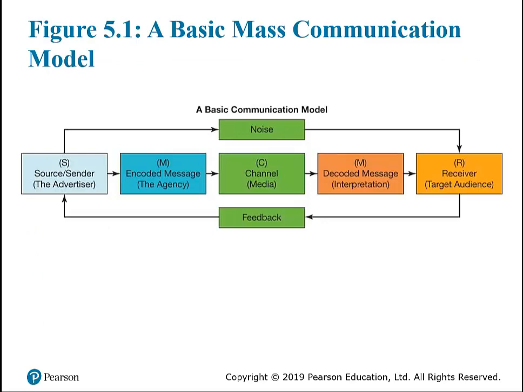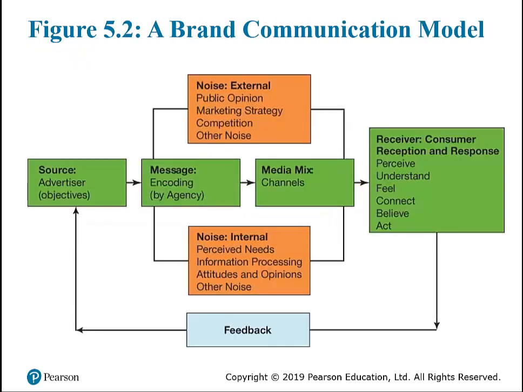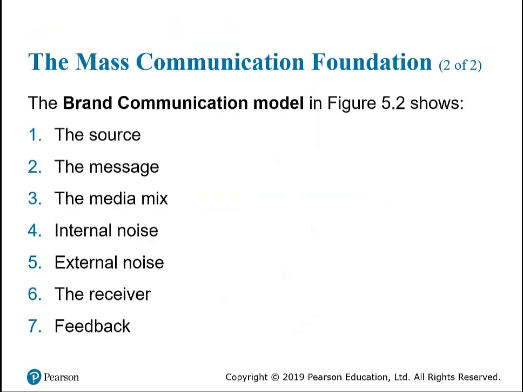This would include the source sender, the encoded message, noise, channel media, and feedback, the decoded message or interpretation, and the receiver at the end, or the target audience. Figure 5.2, a brand communication model. The brand communication model in Figure 5.2 shows the source, the message, the media mix, internal noise, external noise, the receiver, and feedback.